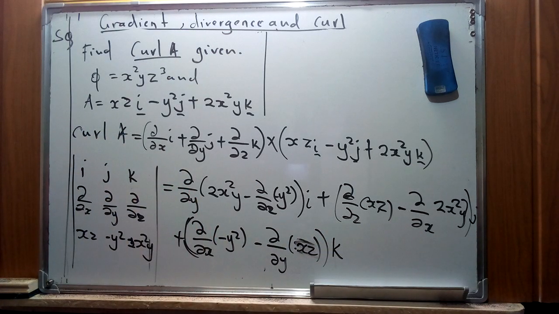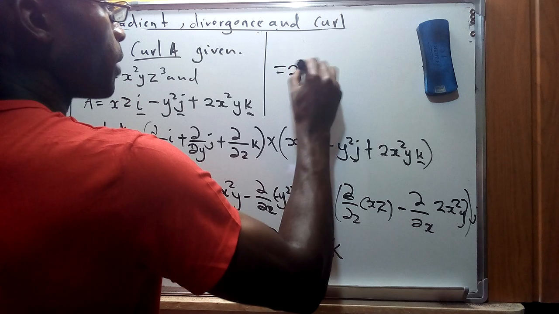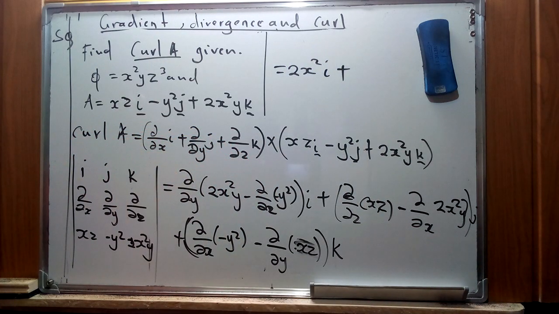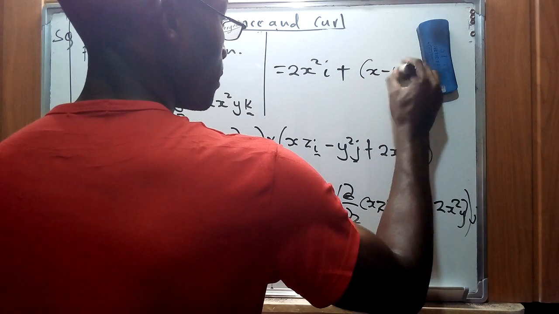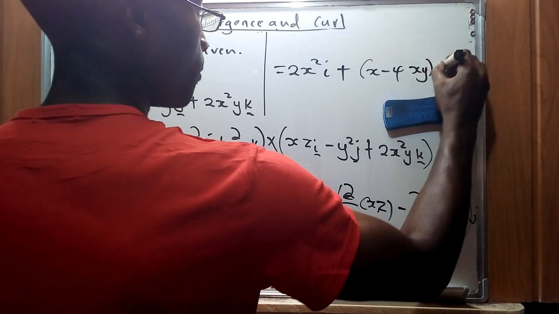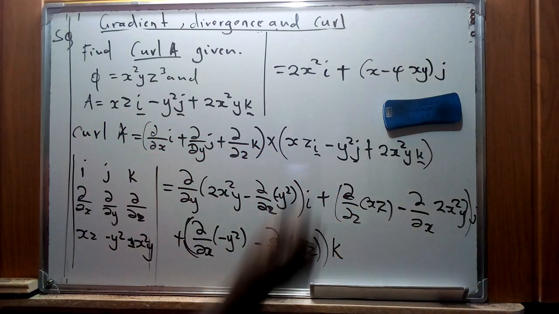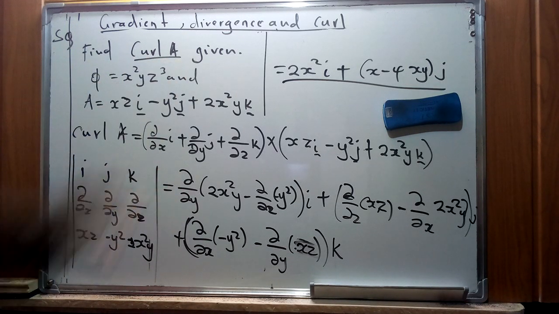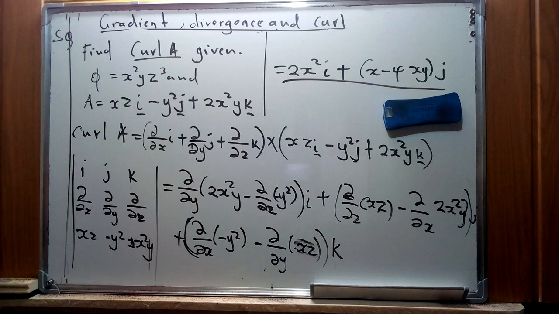So this basically, if we do a multiplication, is going to give us 2x squared for i plus x minus 4xy for j, and then the k component is not present from that evaluation. So therefore, we're going to have a representation for the curl of this specific vector A, represented as shown above.